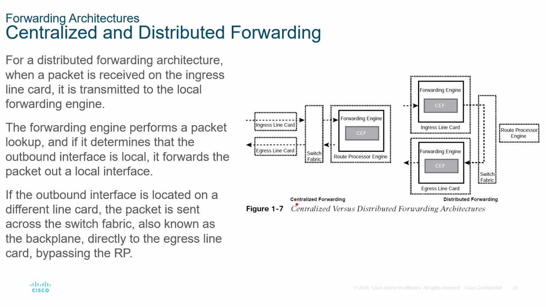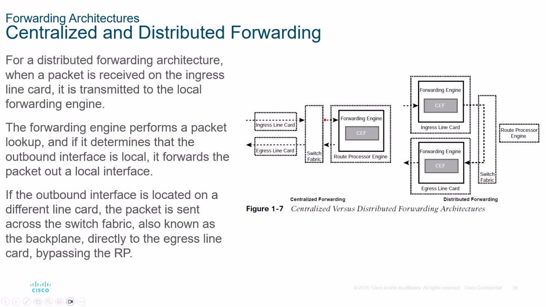So, what does that look like? It goes in. The forwarding engine is reviewed. If the forwarding engine has the appropriate information, it can just be kicked back out. That's part of the centralized forwarder. This being the RP.